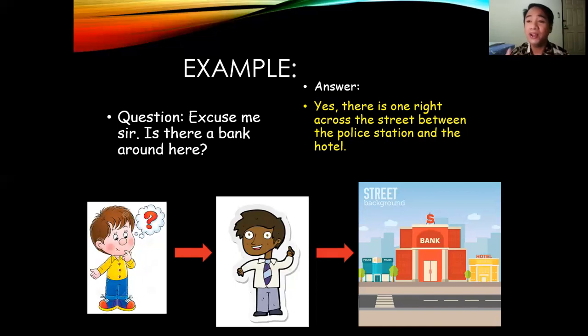So your answer would depend on the location. Okay, it's not always the same answer, but you need to analyze the location of the specific place. Where is it located?